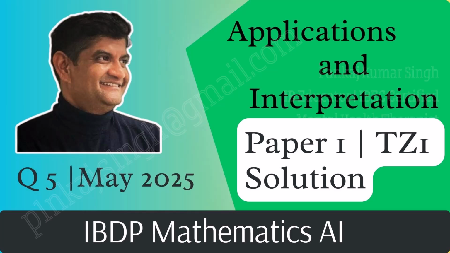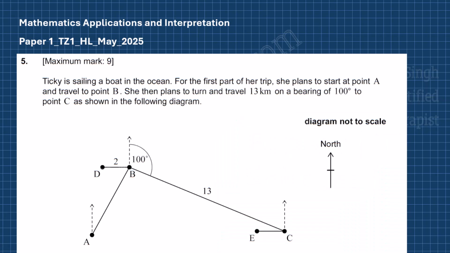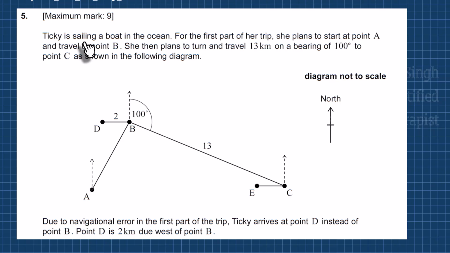Mathematics, Applications and Interpretation, Paper 1, Time Zone 1, HL, May 2025. This is question number 5. It carries 9 marks. It talks about a person, Tiki.